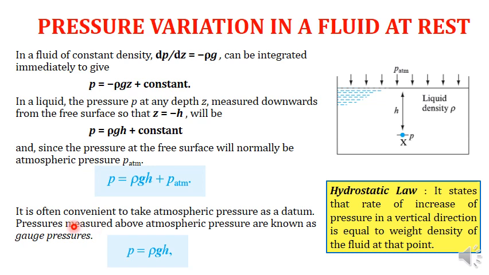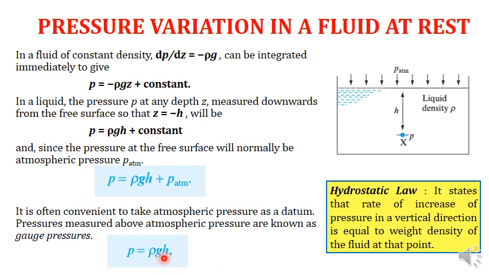Okay, if you are going to be measuring the pressure above the atmospheric pressure, it is known as the gauge pressure, and we are going to discuss gauge pressure in the coming slides. Finally, you can have the equation to determine the hydrostatic pressure, that will be equal to rho g h. So this hydrostatic law states that the rate of increase of the pressure in a vertical direction is equal to the weight density of the fluid at that point.